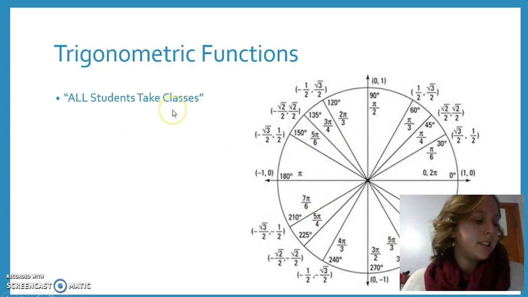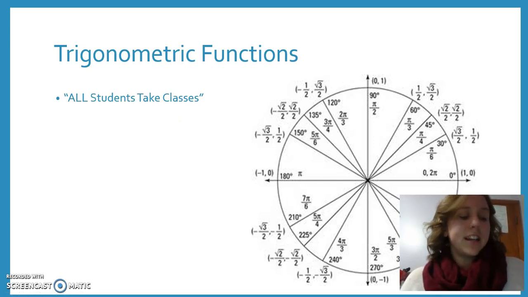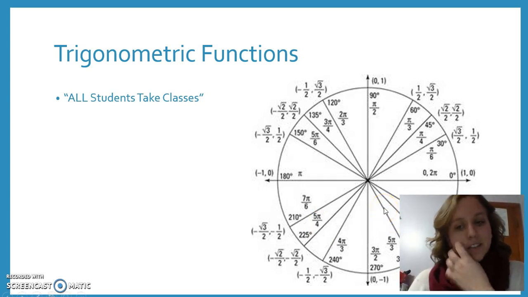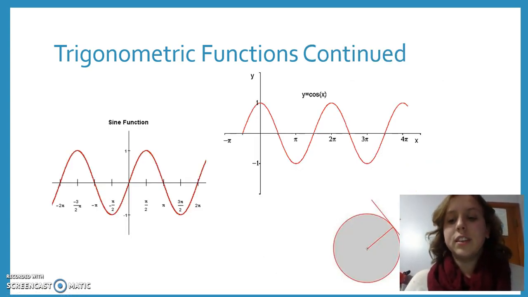So, all students take classes. You can remember this because the All is to remember that each trigonometric function in the first quadrant is positive. All are positive there. Then the S in students represents the sine function and its reciprocal in the second quadrant. The T in take represents the tangent function and its reciprocal in the third quadrant. And the C in classes represents the cosine function and its reciprocal, which is positive in the fourth quadrant.